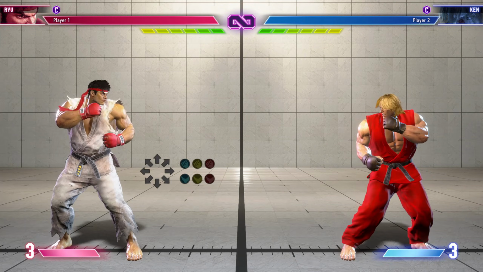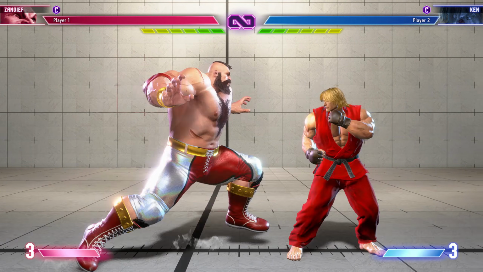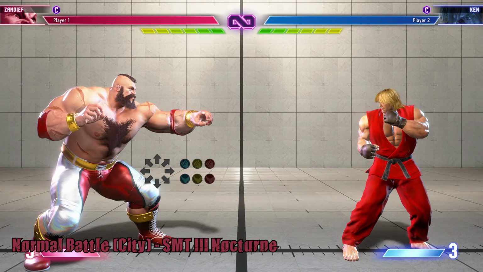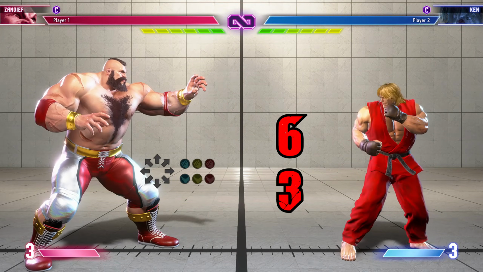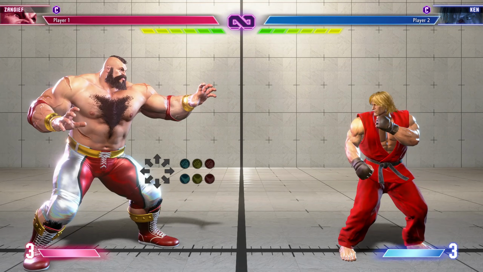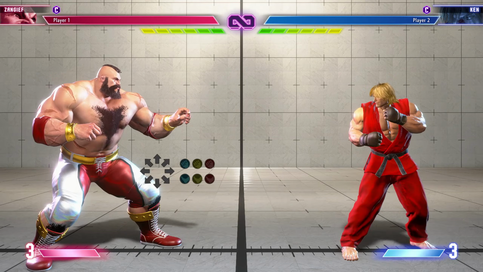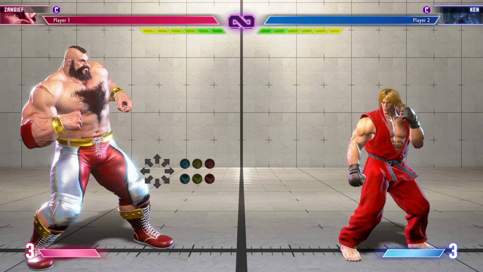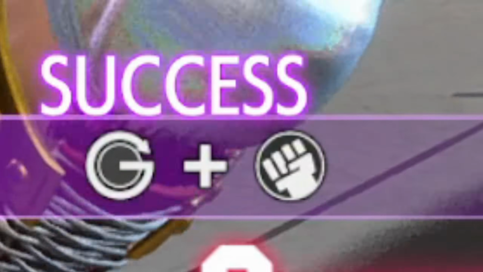I would also like to mention not every input is directly translated. I, of course, am speaking of the full circle. If we were to literally translate a full circle input, it would be 632147896. So instead of typing and saying that out loud every time, it's simply a lot easier to just call it a 360. Not to mention the entire input is just a full circle, so you're doing a full 360 to even input it in the first place.